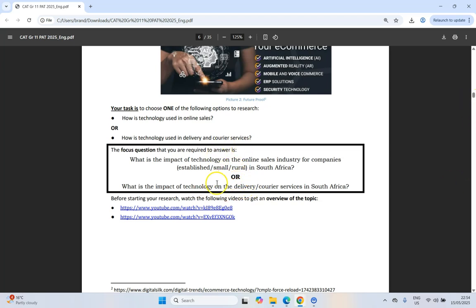Keep it close to what it is, but just add a little flavor to it. Maybe change who your target audience is. Maybe be a bit more specific on what technologies you're looking at. Maybe looking at particular industries. So you can narrow the scope of your focus question so that this project becomes more personalized for you, for what you are interested in.